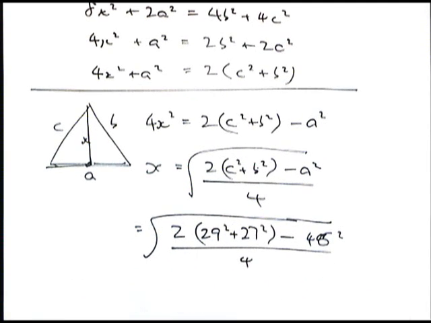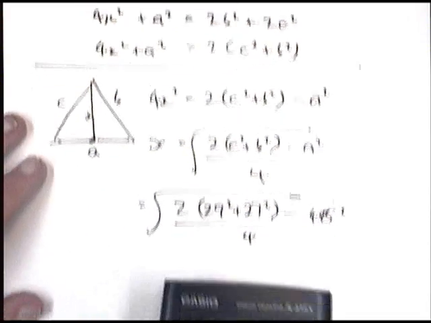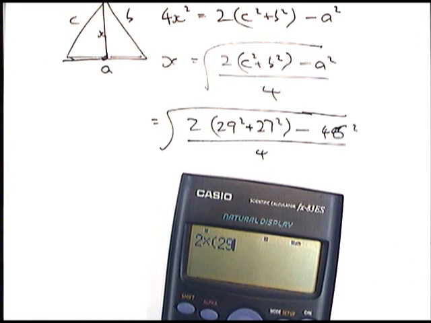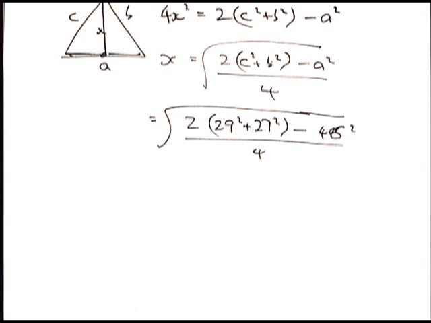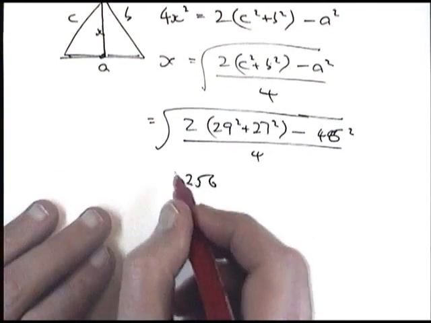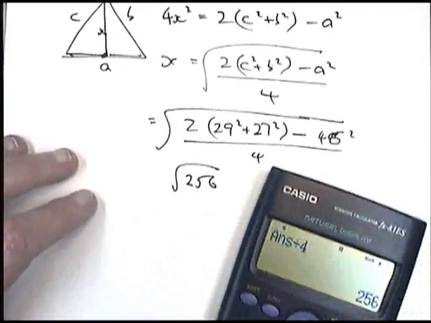So it's time to get a calculator out. And if you put that into a calculator, okay, so I'm going to put that into the calculator. I'm going to have 2 lots of, open bracket, 29 squared plus 27 squared. Get the answer to that. Take away 46 squared, divide that by 4, and then if I square root, I've gone wrong somewhere. So I went wrong when I did that a minute ago. I've checked it again. It should be 256 before you square root it.